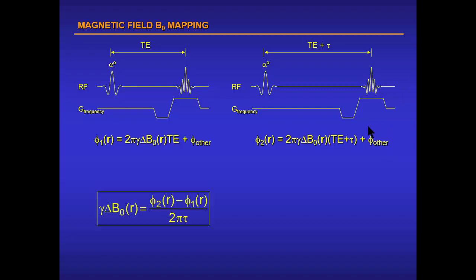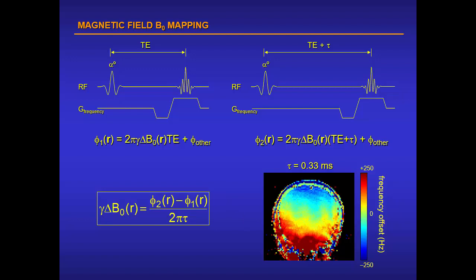If that is indeed the case, then you subtract the 2 experiments from each other, the other phases cancel out, and you can calculate the B0 term from the phase difference divided by the delta echo time. Now, if you do that, you can get a B0 image like this. You can see that it looks decent, but it looks kind of noisy.